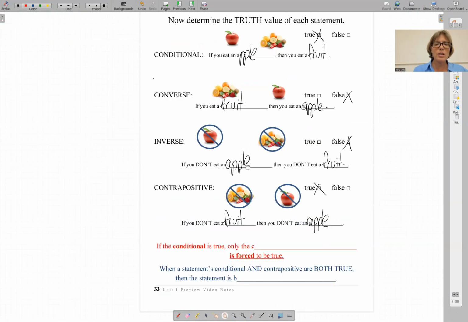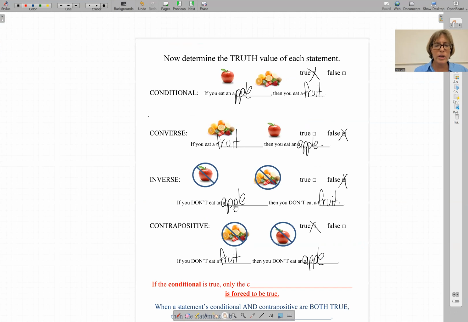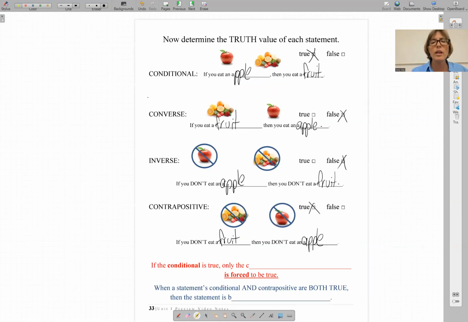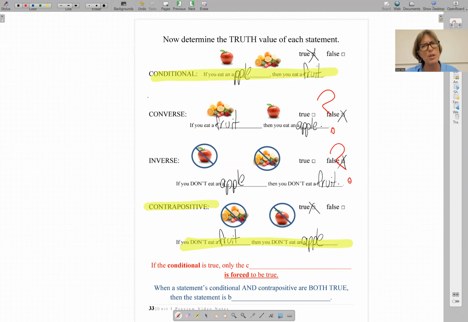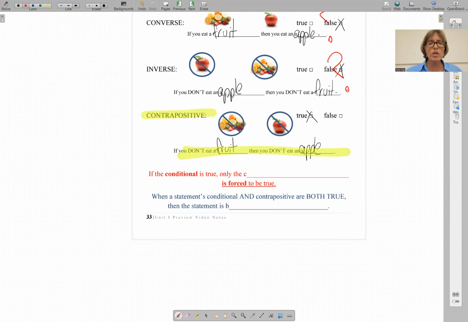So here is the connection. If your conditional is a true statement to start with, only the contrapositive is forced to be true. The inverse and the converse are question marks. They're like maybe true, maybe not true, depending on the circumstance. So if a conditional is true, only the contrapositive is forced to be true.